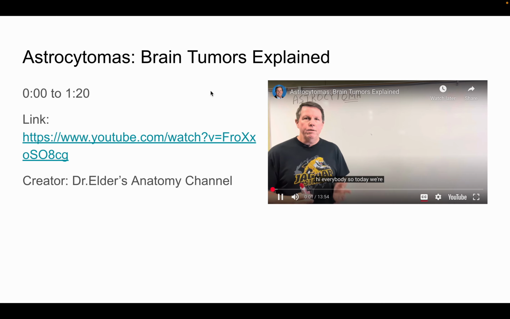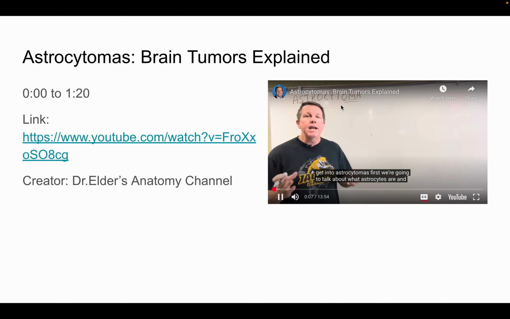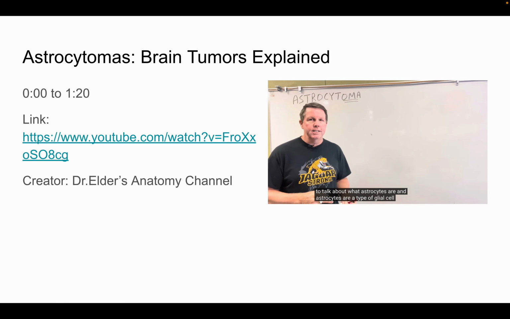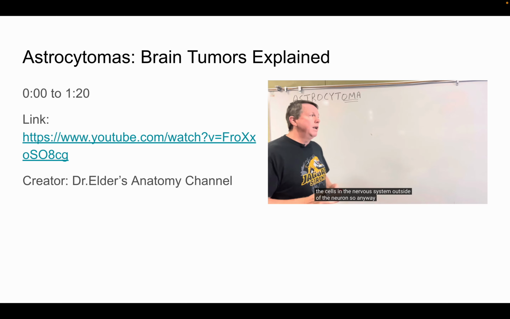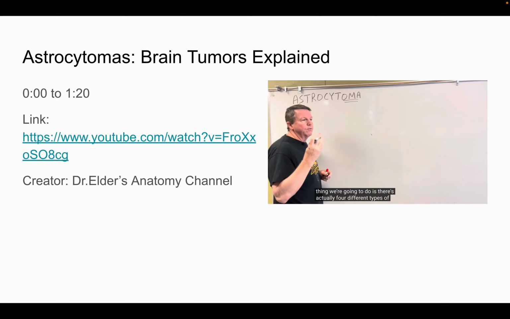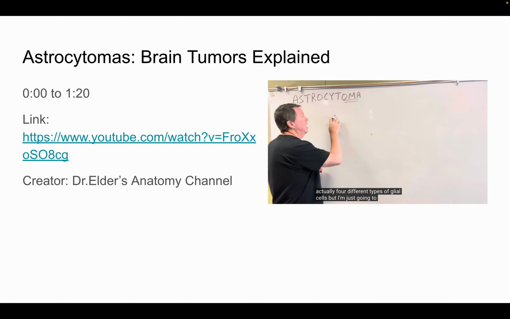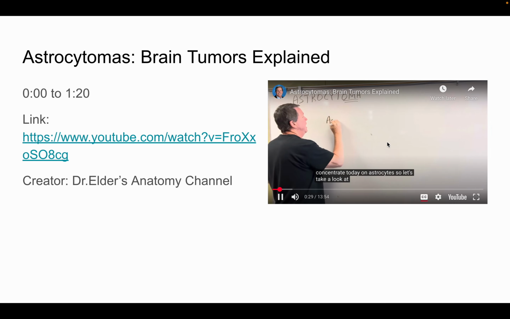Hi everybody, so today we're going to be talking about astrocytomas. So before we get into astrocytomas, first we got to talk about what astrocytes are. And astrocytes are a type of glial cell. So glial cells are basically cells that help provide support and metabolism for the cells in the nervous system outside of the neurons. So anyway, let's go ahead and take a look. There are actually 4 different types of glial cells, but I'm just going to concentrate today on astrocytes.